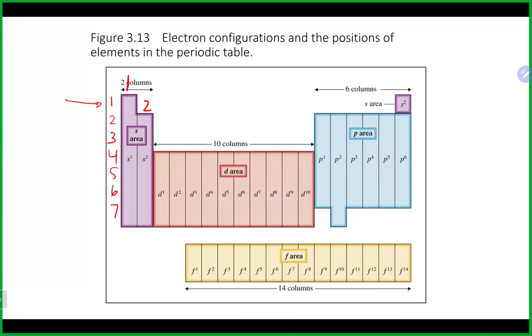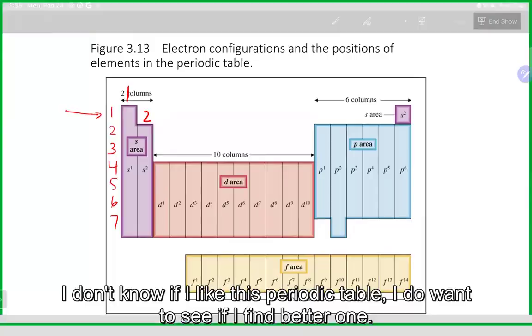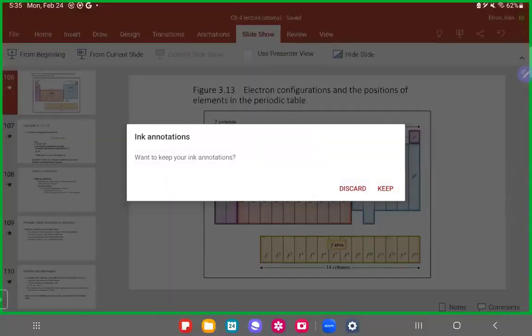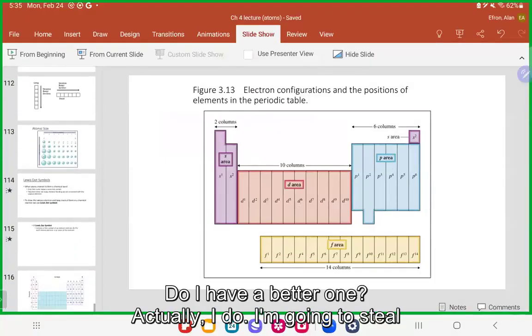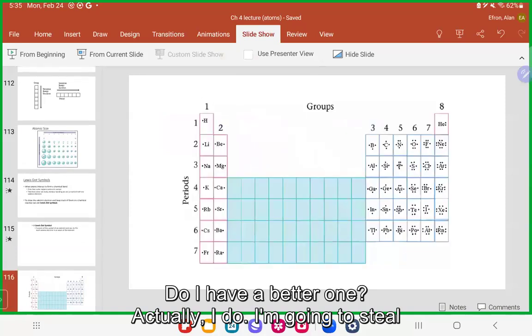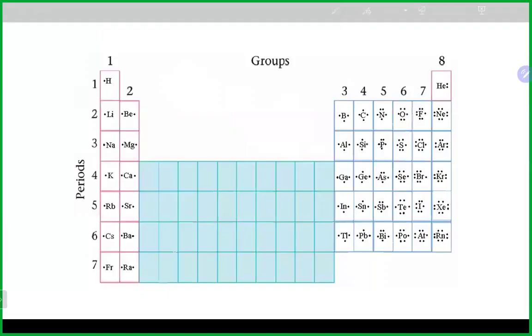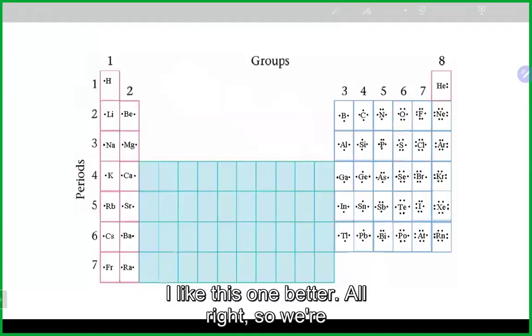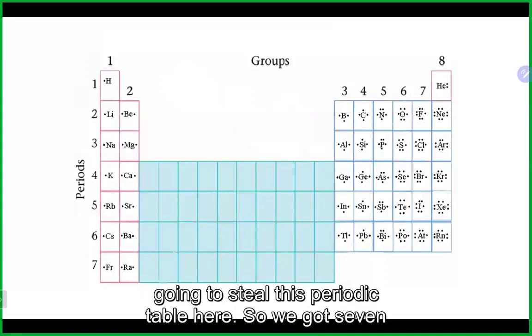And I don't know if I like this periodic table. Let me see if I can find a better one. Hang on a sec here. Do I have a better one? Actually, I'm going to steal this one for the time being. All right, I like this one better. So we're going to steal this periodic table here.